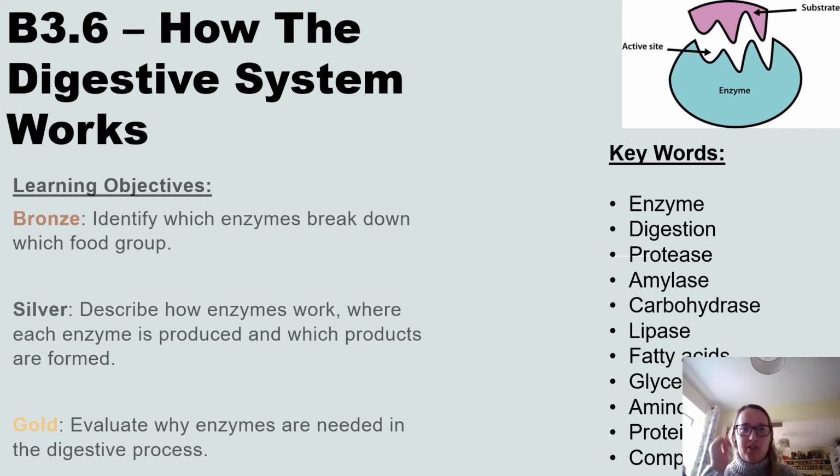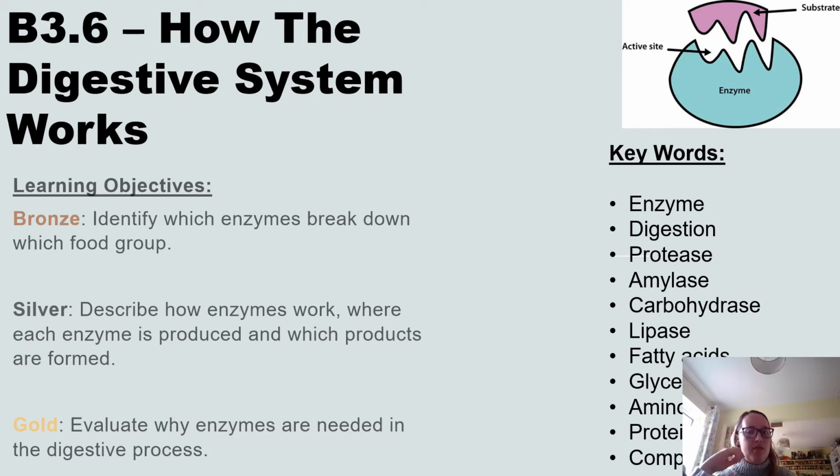Okay, good morning, guys. So today's lesson is going to be B3.6, which is how the digestive system works. So the learning objectives for today are to identify which enzymes break down which food group, describe how enzymes work and where each enzyme is produced, as well as which products are formed by the enzymes, and evaluate how enzymes are needed in the digestion process.